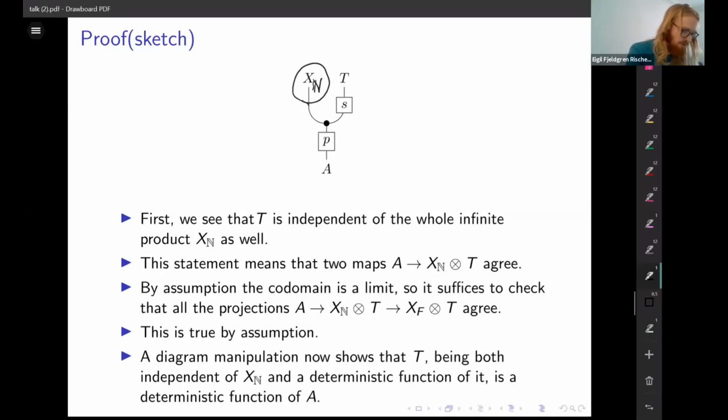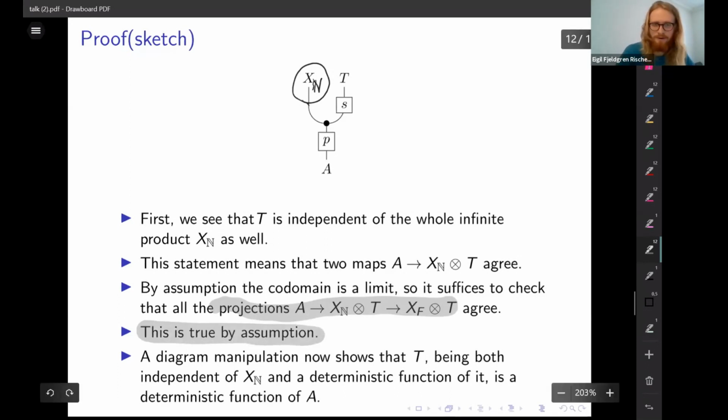And this map, xn tensor t, this is a limit, right? Because this xn is a limit by definition, and the tensor product preserves this limit. And now, if I want to show the two maps into a limit are the same map, I just need to check that all the post composites with the projection maps are the same by the universal property of a limit. So it suffices to check that all the projections from A to xn tensor t to some finite sub product of the x's tensor t agree. And that's exactly what I assumed was true. That's just what it means that it's independent of all the finite ones.